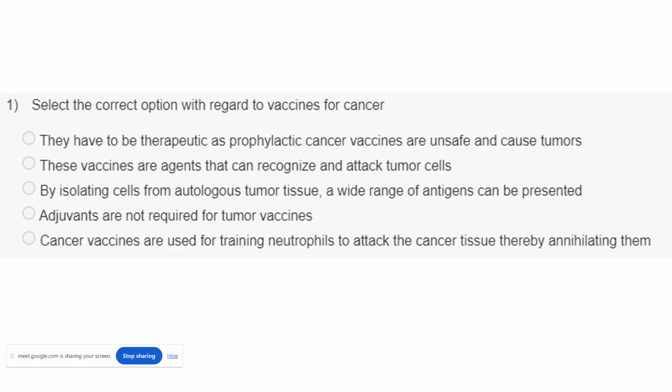Okay, starting with the first question. Here you have to select the correct option with regard to vaccines for cancer. Which one of these options you think is the correct option?